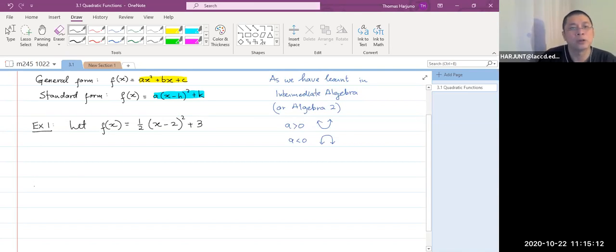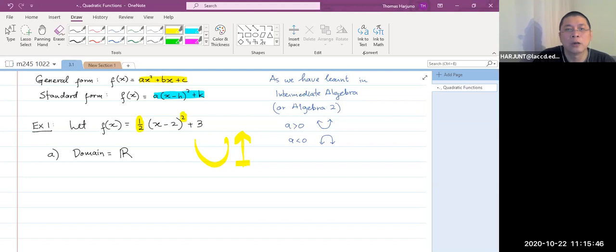Okay. For example, the first one, what is the domain? Because it is a quadratic function, it's a polynomial, so the domain would be all real numbers. We know because the leading coefficient is positive and it is quadratic, it will be a parabola that opens up. So one of the main questions later on will be, what's the range? We'll need to find the range.